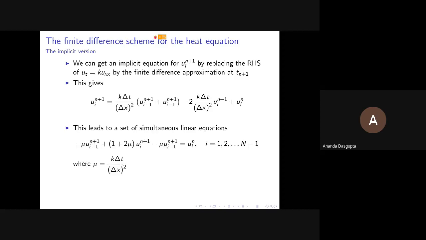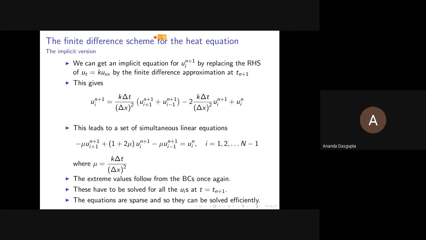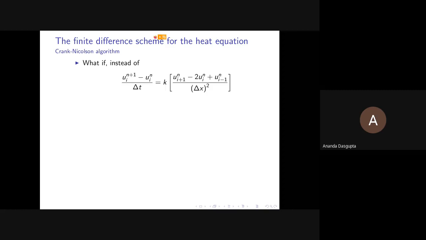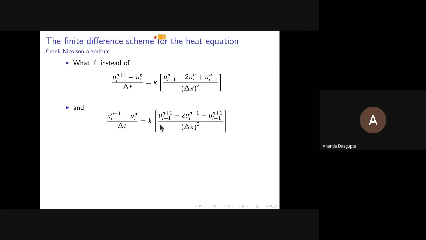And okay, let's skip that and come to the final point. This of course was the original explicit formulation. That is, given the values now, find out the values later just by using a formula. And this one, where I've just changed this, all these spatial derivatives I've calculated at n plus 1. This is the second one that we talked about, the implicit formulation, the more complicated one.